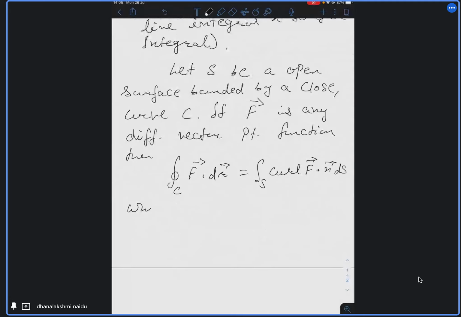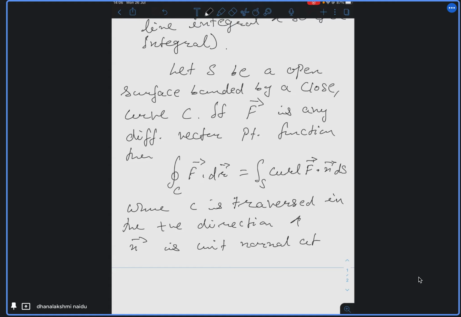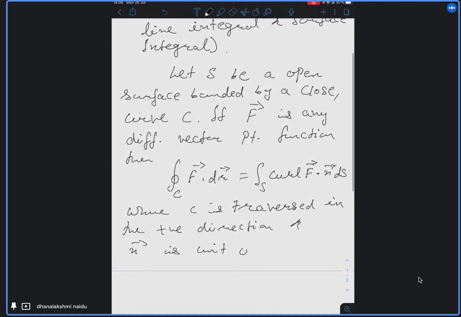So here C is traversed in the positive direction and n bar is unit outward drawn normal at any point of the surface.